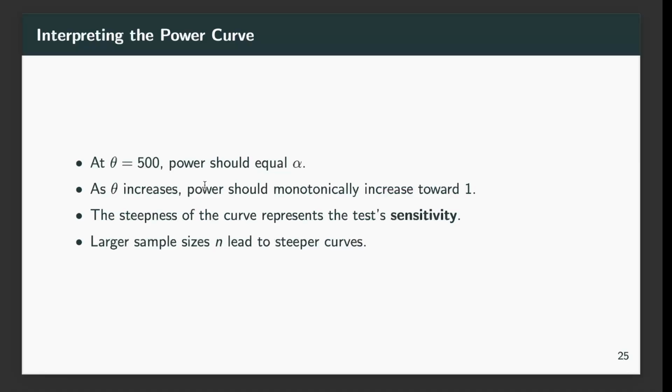The implication of this is, if you compute the power curve for your study and then find that the power is only maybe 30% or 40% at the effect size that you want, maybe you need to increase the n. Yeah, so this is a standard practice.